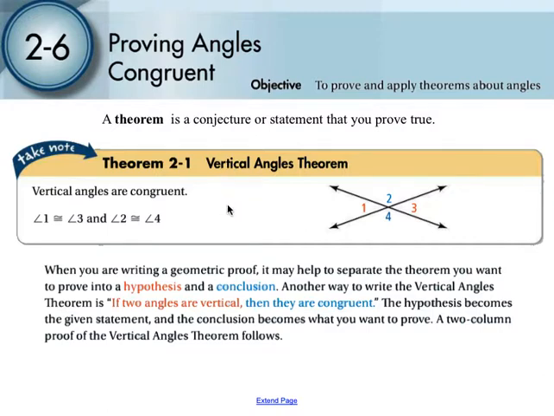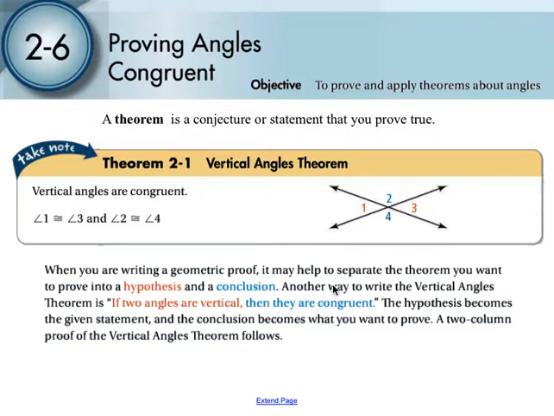So here's our first theorem, the vertical angle theorem, and it says vertical angles are congruent. So 1 and 3 are vertical angles, 2 and 4 are vertical angles. We need to prove that vertical angles are congruent. To do that, we need to write a hypothesis and a conclusion. Our hypothesis would be if two angles are vertical, our conclusion would be then they are congruent. So the hypothesis becomes our given statement. If we have angles that are vertical, our conclusion is what we need to prove to be true.